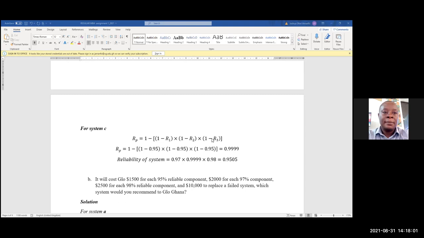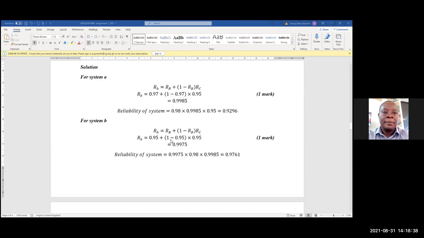So this is a formula you have to use when your backup is more than one. It's possible to have five backups. This formula comes in very handy. It makes your work easier. If you have four backups, then there'll be times one minus R4 there, before we bring that square bracket. Do we understand that? Yes, please. So use this formula when you have more than one backup.